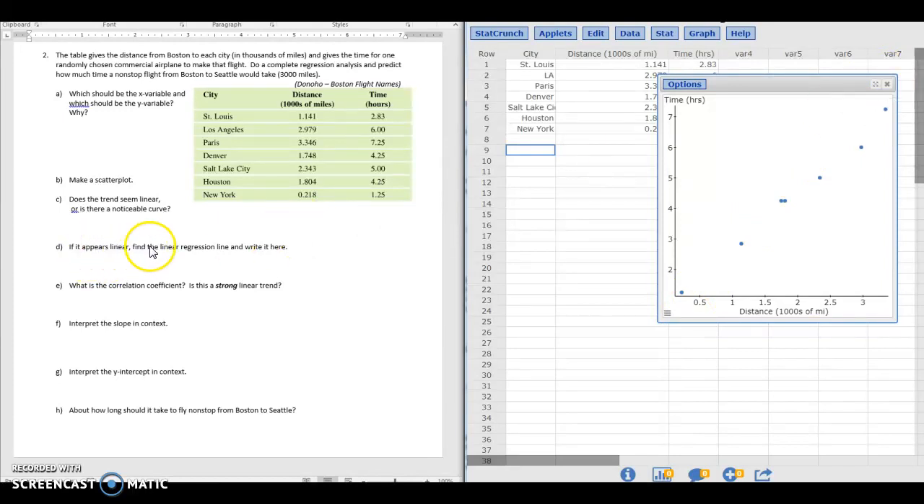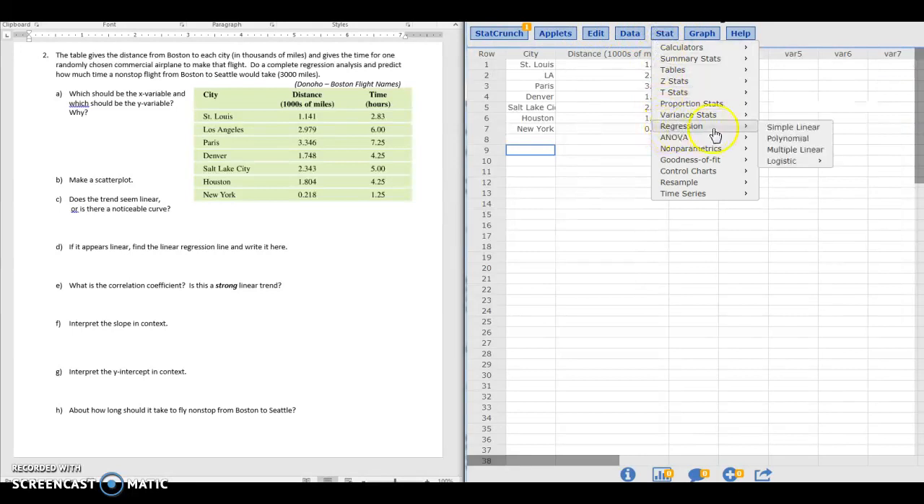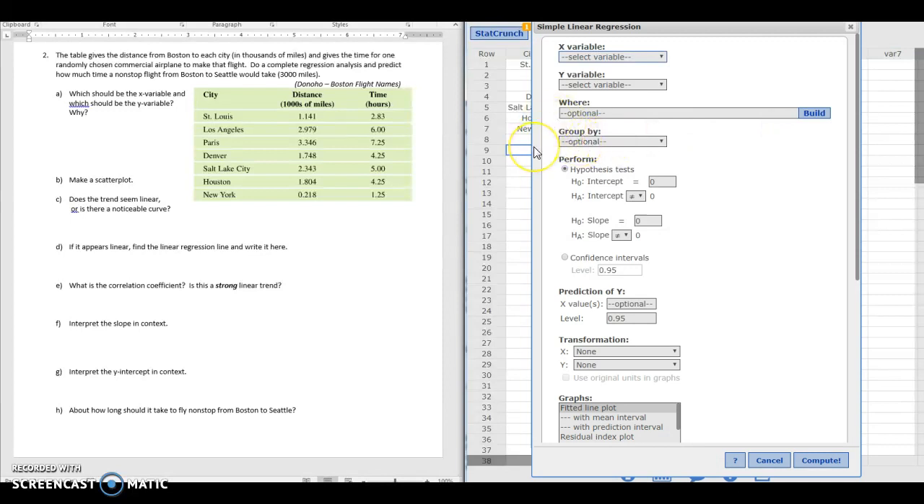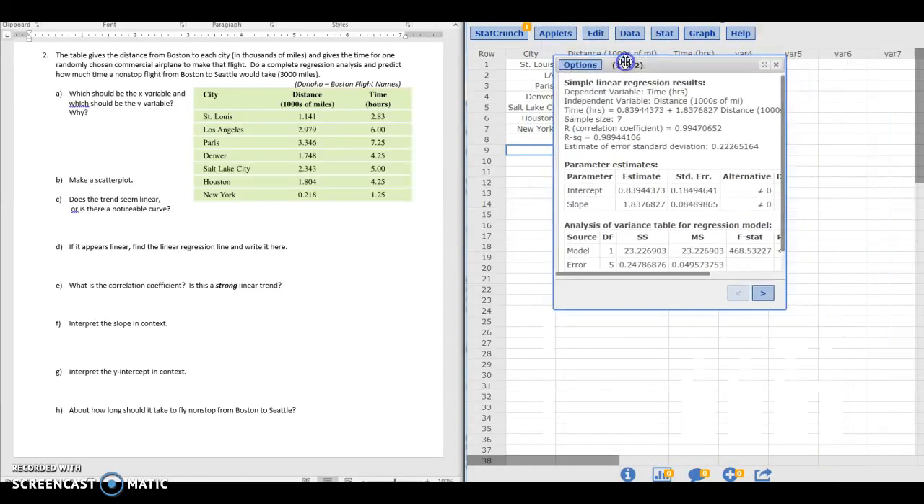It says, if it appears linear, find the regression line and write it here. So we need to go under Stat, Regression, Simple Linear again. Same place we were finding that r value in the last section. X variable again is distance, y variable is time. And here's all that information again. Before today, the only thing we were looking at was this r value. That's still important to me. R is 0.9947.